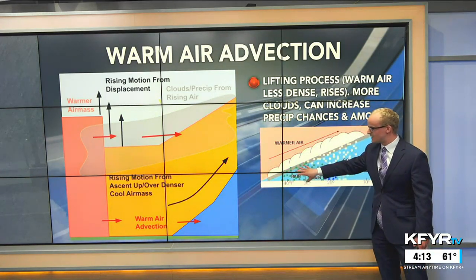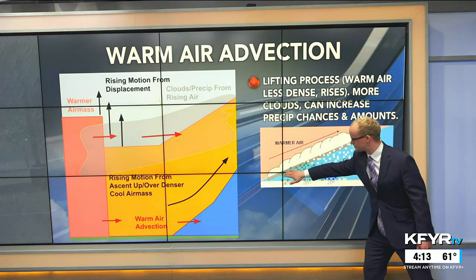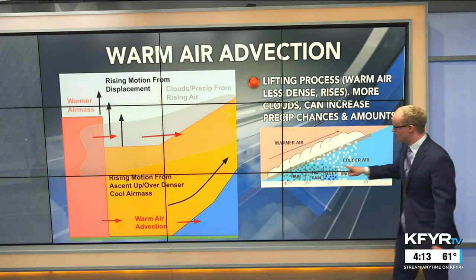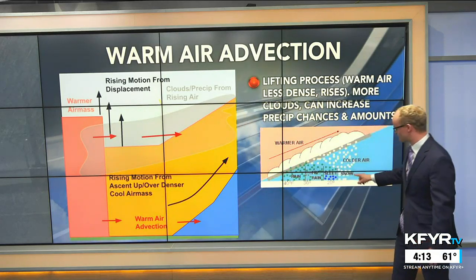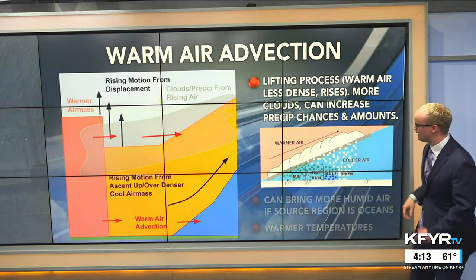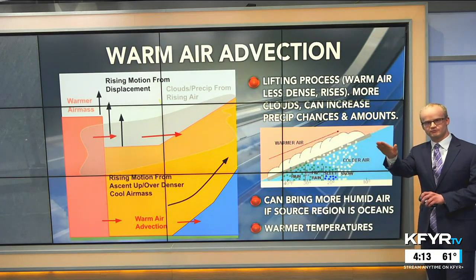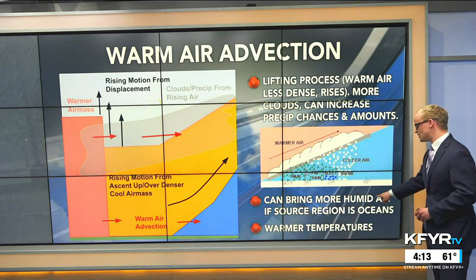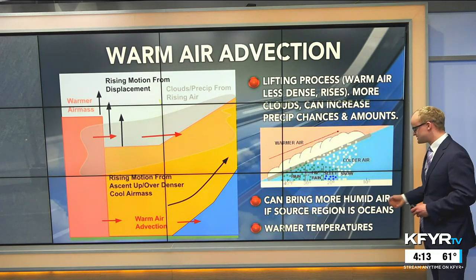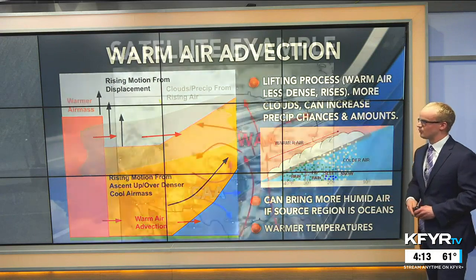And in the wintertime, with a warm front like this, we have the frontal surface three-dimensionally like this, warm air rising up over that cold air, we can get a whole smorgasbord of precipitation types, rain, sleet, and snow because of the atmospheric profile with that overrunning regime right there. So it can bring more humid air if the source region of our warm air advection is near oceans, and it leads to our warmer temperatures.